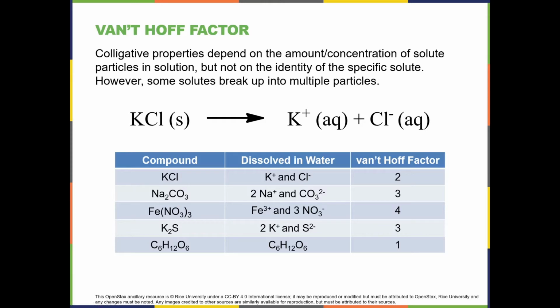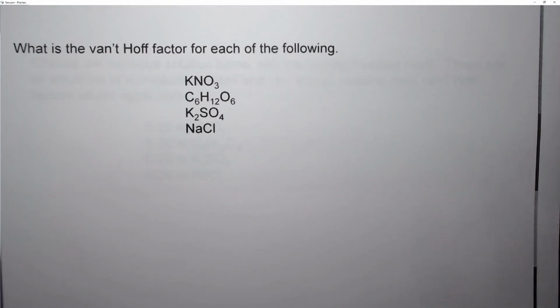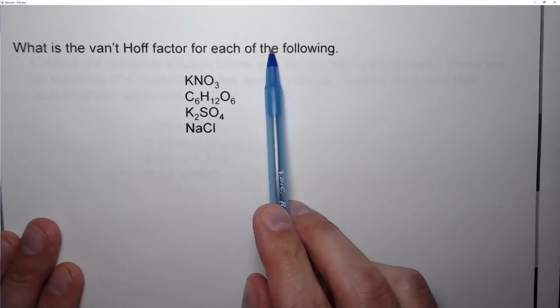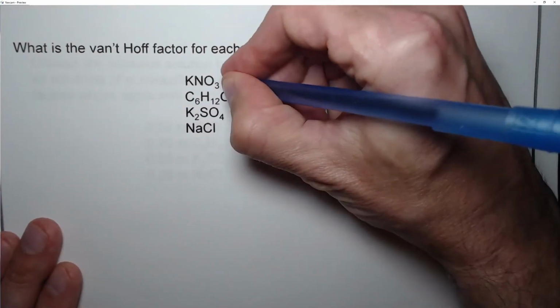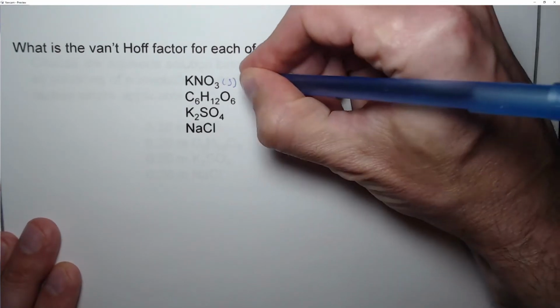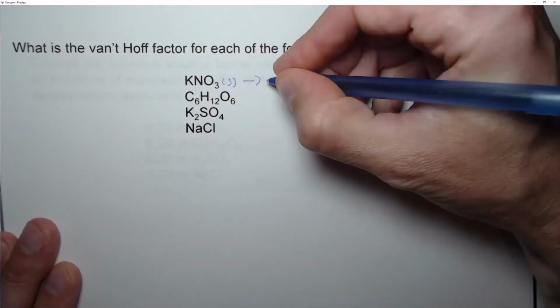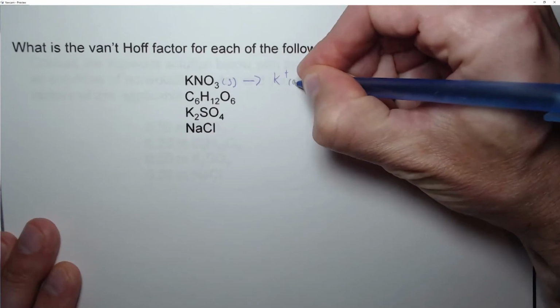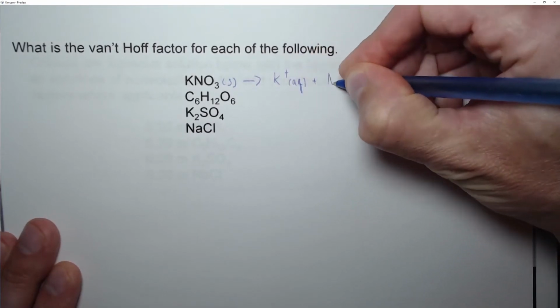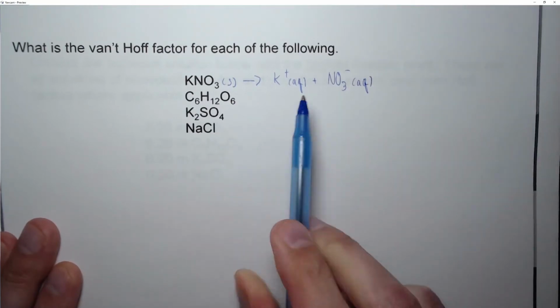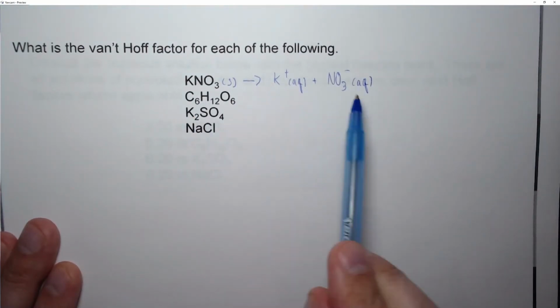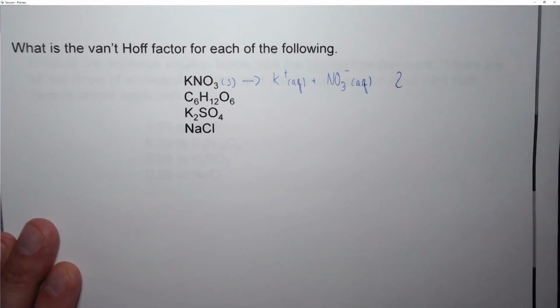So if I look at the next example here, going back over to the sheet, we have: what is the Vant Hoff factor for each of the following? And we have KNO3. What I'm going to think about is I have KNO3 solid. What does this break up into? Well, it breaks up into K+ aqueous plus NO3- aqueous. Well, what's the Vant Hoff factor? There's 2 things in solution, so the Vant Hoff factor is 2.